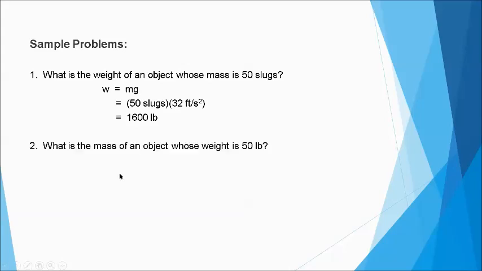Okay, all right, another example. What is the mass of an object whose weight is 50 pounds? Okay, so again, ayan. So from weight equals mg, we derive the working equation na mass is equal to W over G. Substituting and solving out, we get 1.56 slugs.